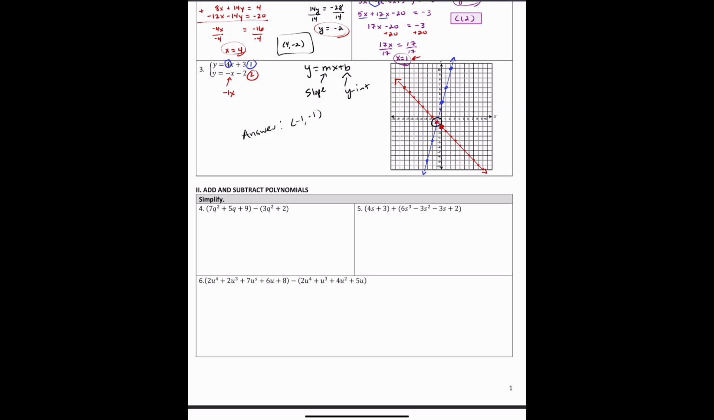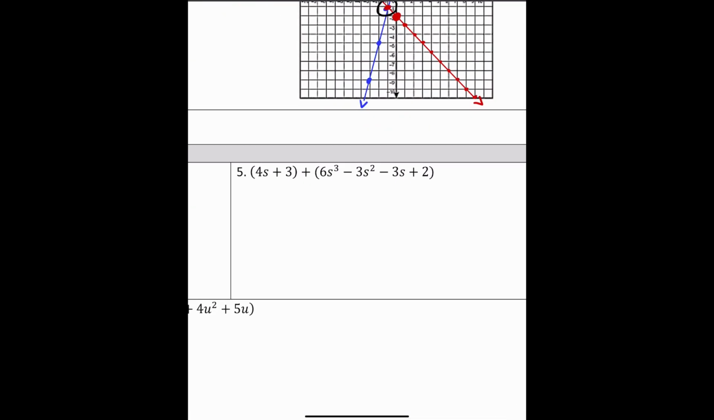All right, so part 2, we're going to be adding and subtracting polynomials. So let's start off with number 5. Well, if I distribute this positive to each of these terms, nothing is going to change. So I have 4s plus 3 plus 6s to the third minus 3s squared minus 3s plus 2. So then I'm going to combine like terms.